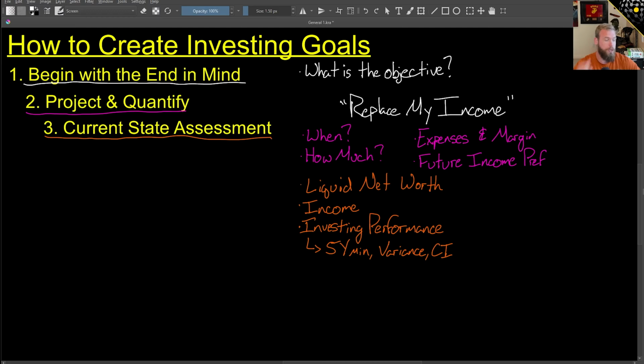Okay, so we've got the first 2 steps. What is the current state? In the Marine Corps, we would call this the orientation. We want to know where we're at right now.